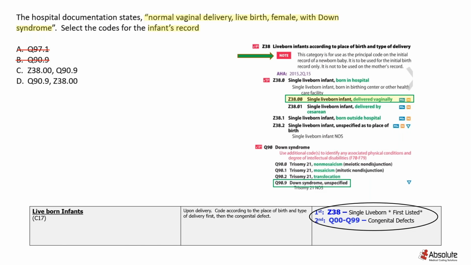So if you look into the note under Z38, you can see this category is for use as principal code in the initial newborn baby. So that means Z38 should be used as the primary or first listed diagnosis, which eliminates option D because of wrong sequencing order. The correct answer is option C, Z38.00, Q90.9.